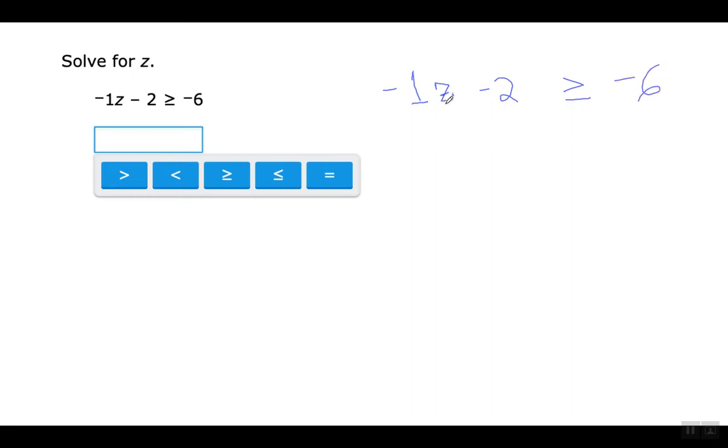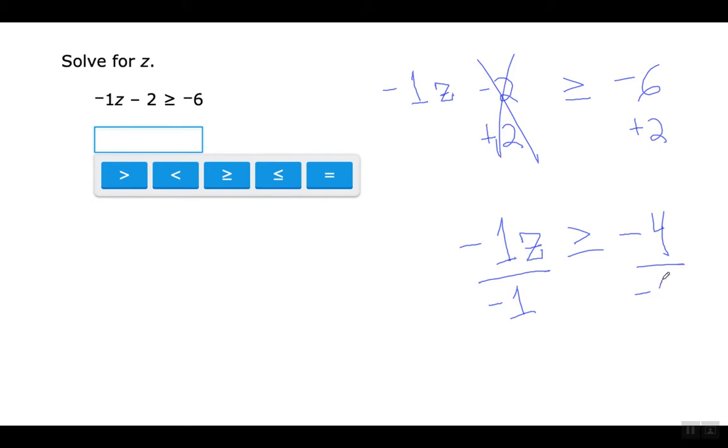I'm trying to get z by itself, so the first thing I'm going to move is this minus 2 by adding 2 to both sides. This will cancel out. Right here, negative 6 plus 2 is negative 4. Now I got over here negative 1z. I'm still trying to get z by itself, so now I'm going to move negative 1 to the other side of the inequality. And since I'm going to divide both sides by a negative number, the sign has to flip directions.